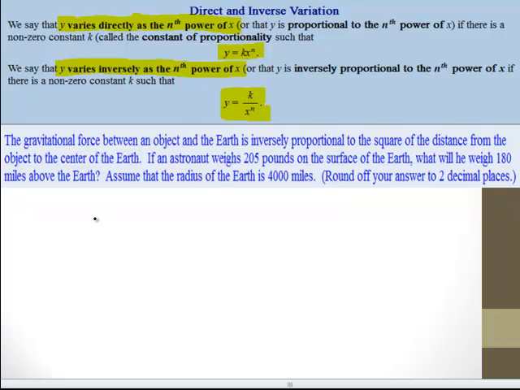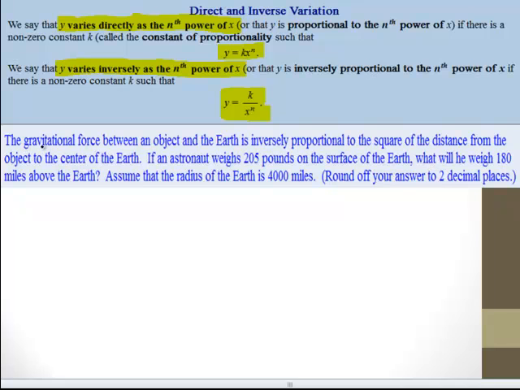So let's look at an example. The gravitational force between an object and the earth is inversely proportional to the square of the distance from the object to the center of the earth. If an astronaut weighs 205 pounds on the surface of the earth, what will he weigh 180 miles above the earth? Assume that the radius of the earth is 4,000 miles. Okay, well, the first thing we need to do is come up with our equation. And usually you will need to calculate your k, or your constant. And that's exactly what we're going to have to do here.